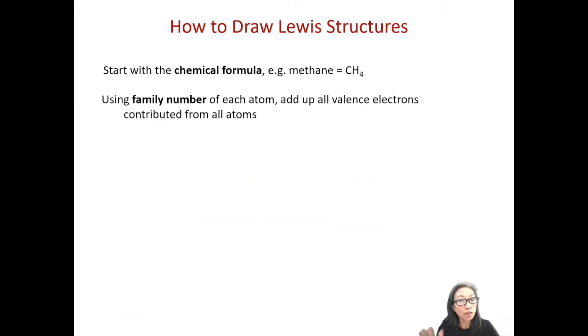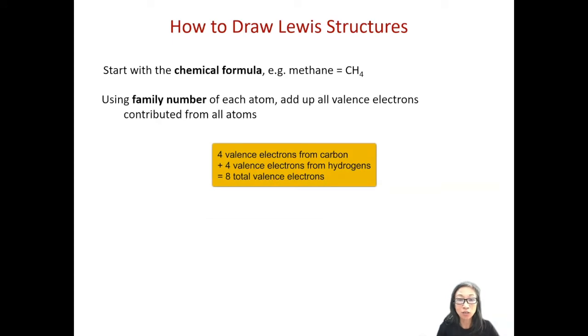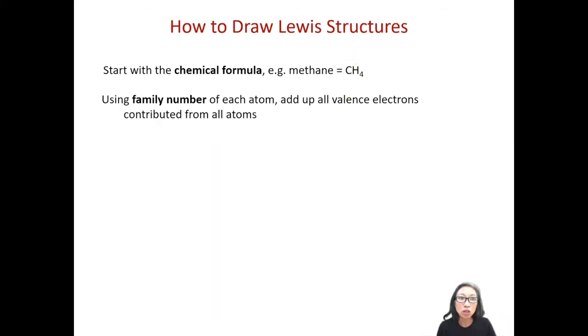Adding up all the valence electrons contributed from all of the atoms in CH4, that's going to give you 4 plus 4, or 8 valence electrons total to work with. You start with the total amount of valence electrons contributed from all the individual atoms in the molecule, and you redistribute those electrons equally amongst all the atoms in the molecule in drawing the structure. So it doesn't matter where the electrons originally came from. Did they come from hydrogen or carbon?